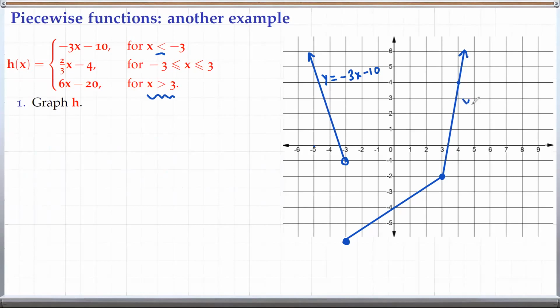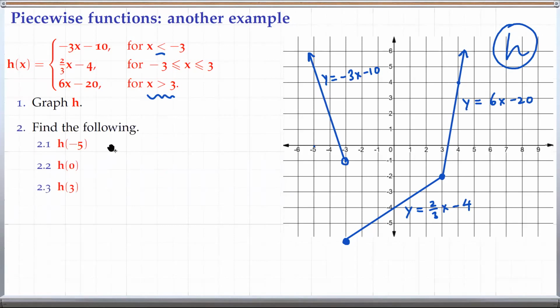So this last piece is y equals 6x minus 20. And this one is y equals 2/3x minus 4. So these 3 make the graph of function h. So next we want to figure out these values. So h of -5, again, we need to decide where that -5 is. Is -5 less than -3? Yes, it is. So -5 lies in this interval.